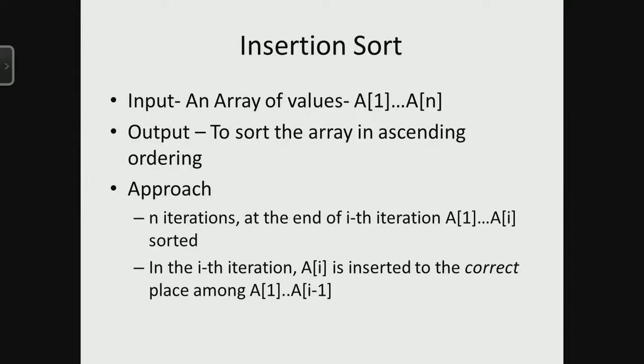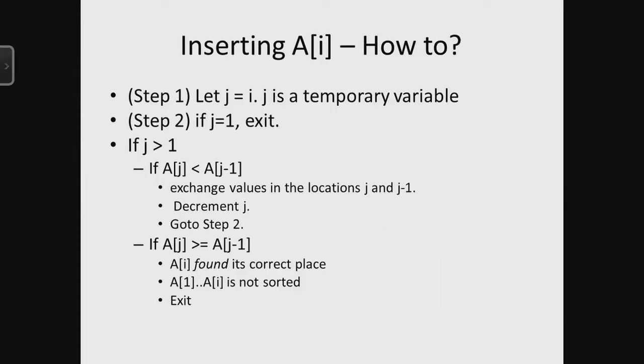Further, in the ith iteration, the element a of i is inserted into the correct location among the elements a of 1 to a of i minus 1, and thus this invariant is maintained one iteration after another. This kind of guarantees the correctness of the insertion sort algorithm to sort an array of n elements. Of course, the challenge here is to understand how the insertion happens.